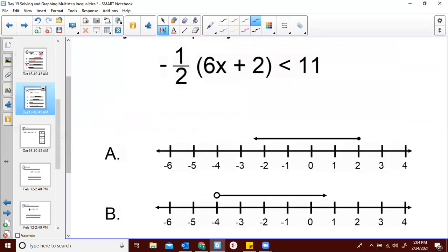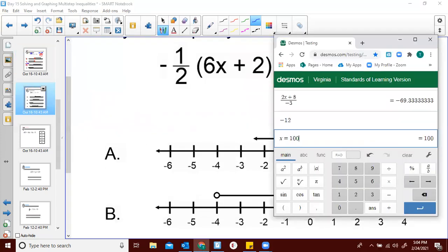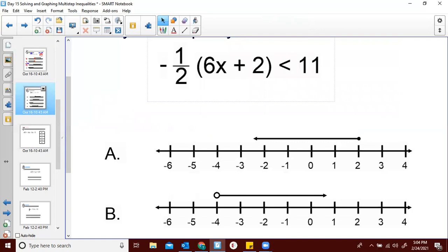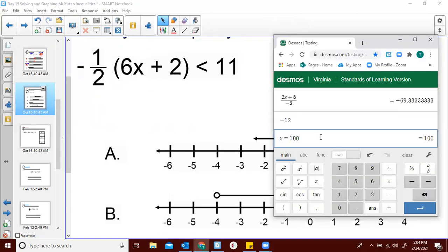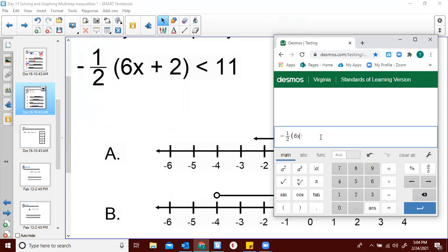All right, similarly, if we wanted to try this in Desmos, I'm going to go ahead and put in my left-hand side of my inequality, then my right-hand side, and hit that x equals. All right, so what do I have for options?